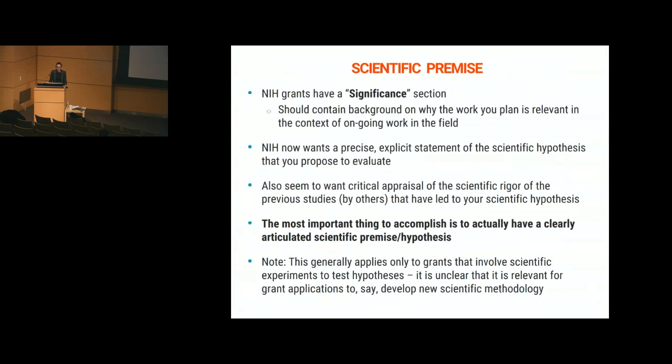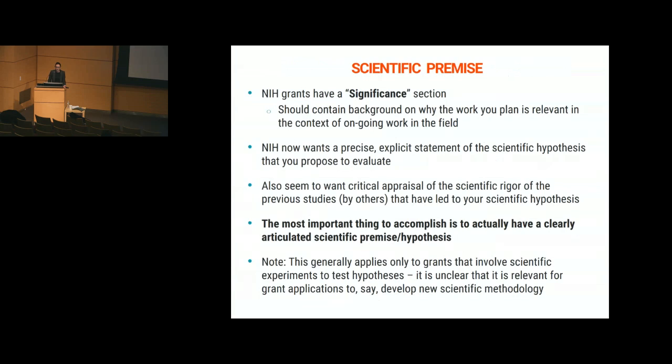So we all know that we have a significant section, and here we should contain background on why the work you plan is relevant in the context of ongoing work in the field. In this significant section, the NIH wants a precise, explicit statement of the scientific hypothesis that you propose to evaluate.